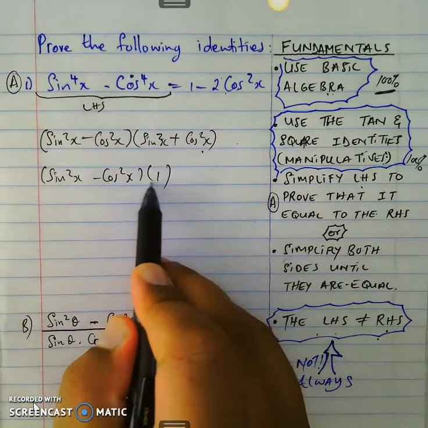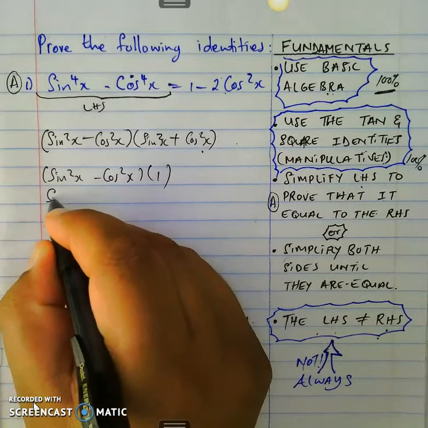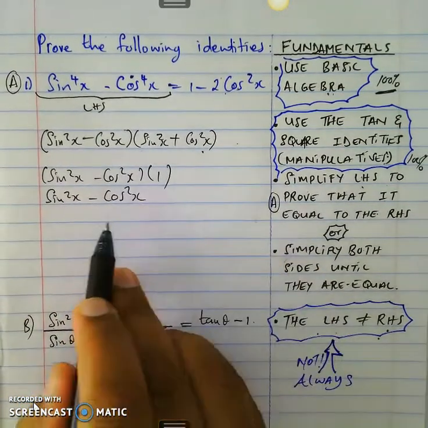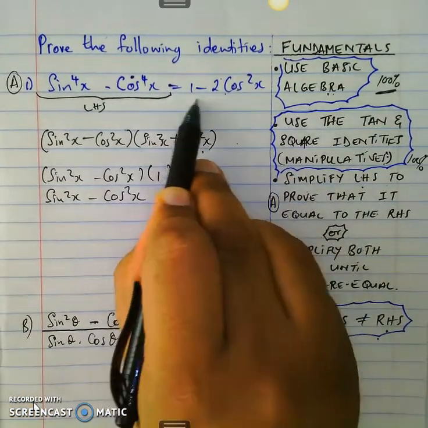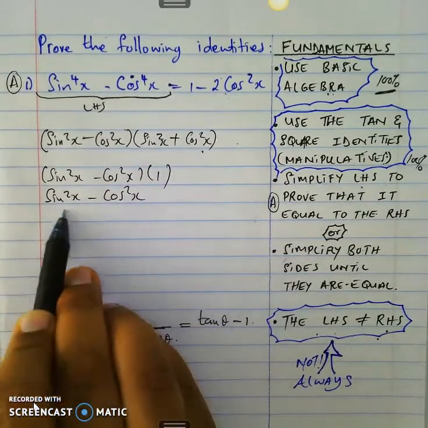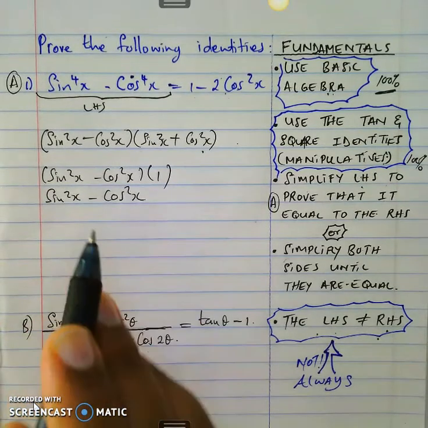We know the 1 is going to multiply out, and what I'm going to be left with is sine squared x minus cos squared x. Now, if you look at this and you look at your answer, you should be guided by your answer in terms of where you're going to touch, which part of this expression are you going to work with, and which one are you going to manipulate. So I'm going to go with sine squared x.